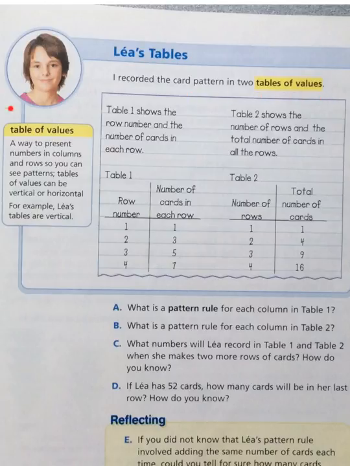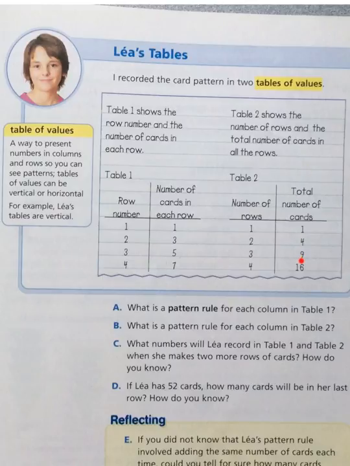You might continue to ask, what are table of values? It's a way to present the numbers in columns and rows so that you can see the patterns. It's not just some scrap piece of paper where you're writing all these random lines. We saw with the TP camping that we had a table of rows on the left side. And also, table of values can be vertical or horizontal. For example, Leah's tables are vertical because they're going up and down. Horizontal means that they go across. But these ones are going up and down.